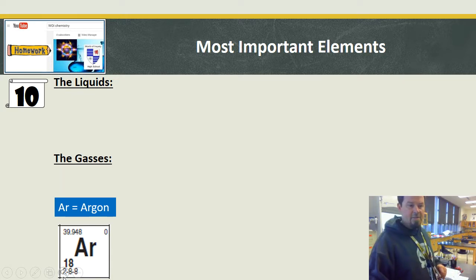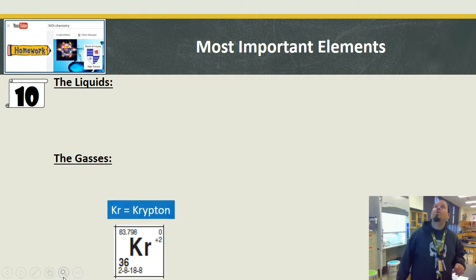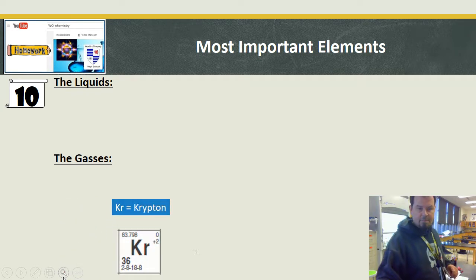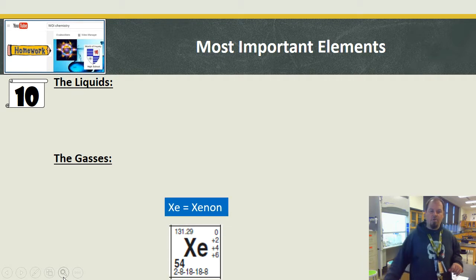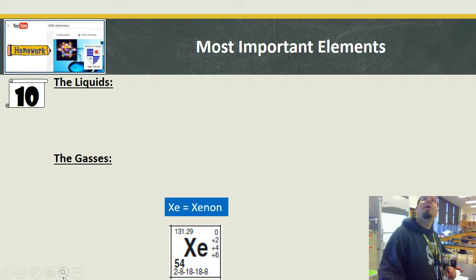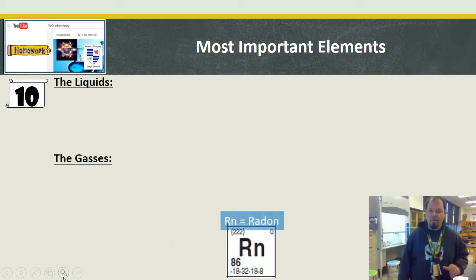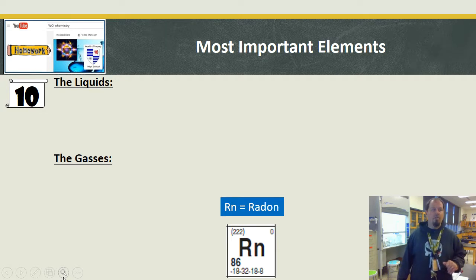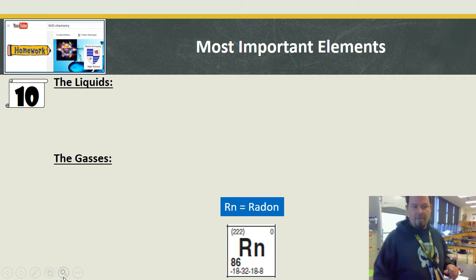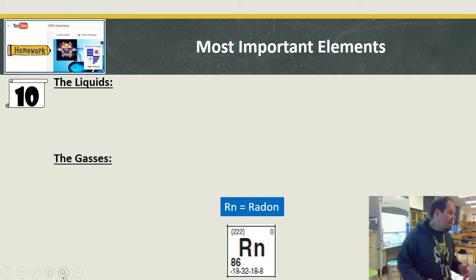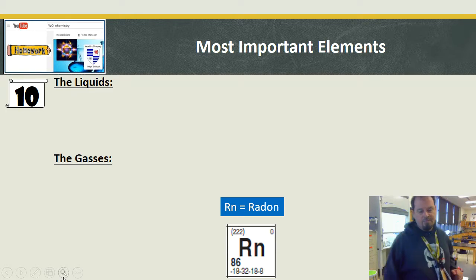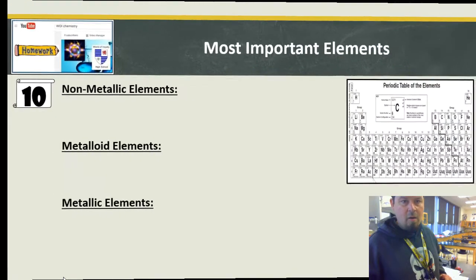So there's argon, a noble gas in group 18. Krypton, noble gas in 18. Xenon, noble gas in group 18. And radon, poisonous gas in group 18. All noble gases. The name of that family is noble gases, so that helps us.